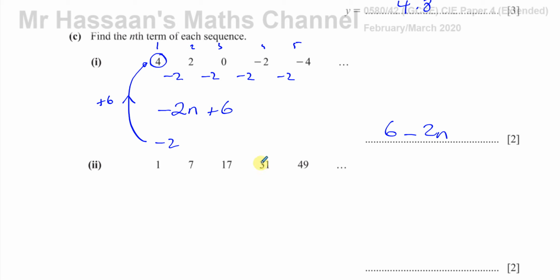And then you have to adjust it by adding or subtracting something to make it start from the place you want it to start from. Okay, so that's part 1, 6 minus 2n.